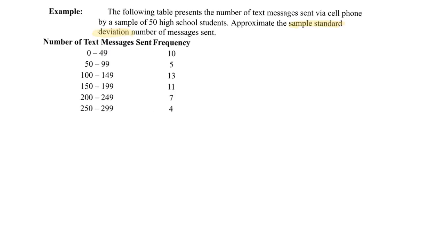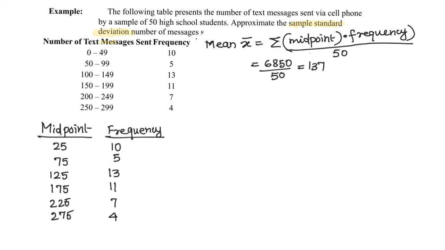In this example, we need to find the sample standard deviation. So, the first step is we need to find the mean. First, find the midpoint of each class. So, add these two and divide by 2, add these two and divide by 2, like that. For the last class, you need to add 250 and 300 and divide by 2, and these are the corresponding frequencies. So, multiply each one and add, then divide by n, and you will get the sample mean.